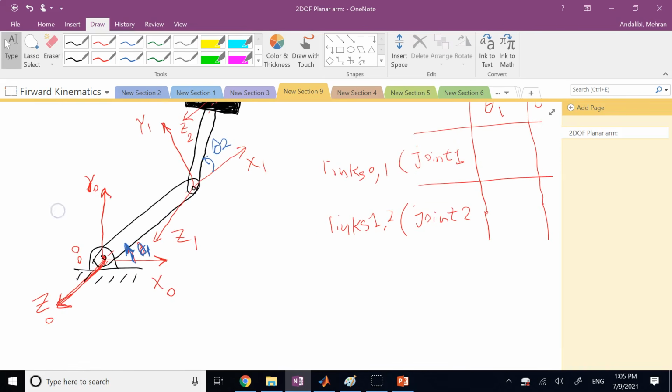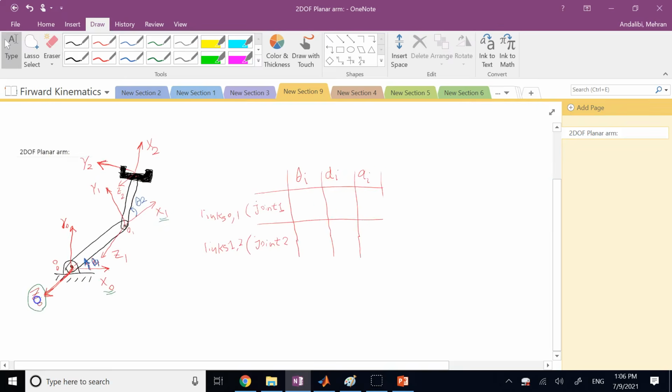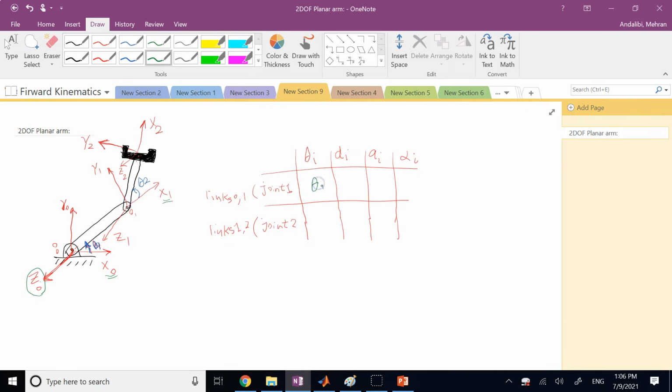So first I'm going to go from frame 0 to frame 1. What are the parameters? The first thing I need is a rotation about the old Z, which is this Z. I rotate about the old Z to align the x-axis. In other words, align the old x with the new x. Well, how do I align them? It's clear. I have to rotate about z0 with this angle theta 1 that you see to align x0 to x1. So clearly it is going to be the variable theta 1, the rotation of the first joint.